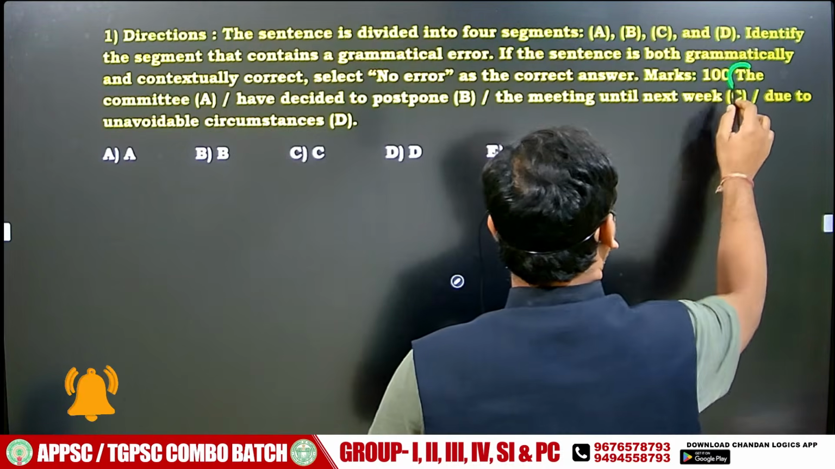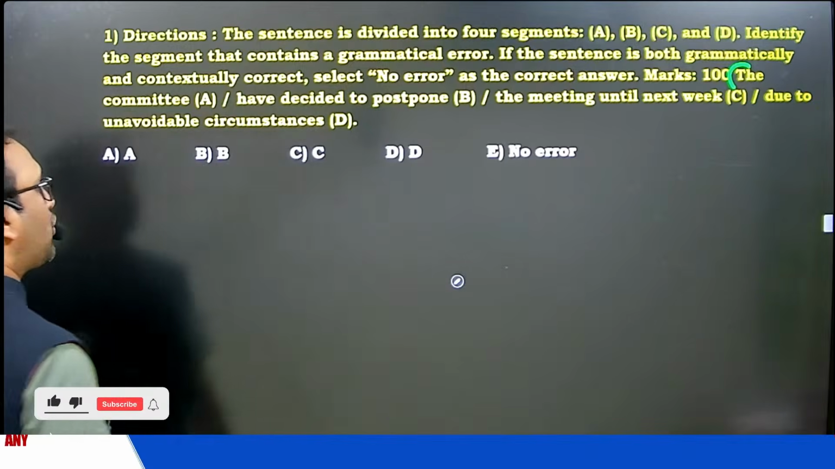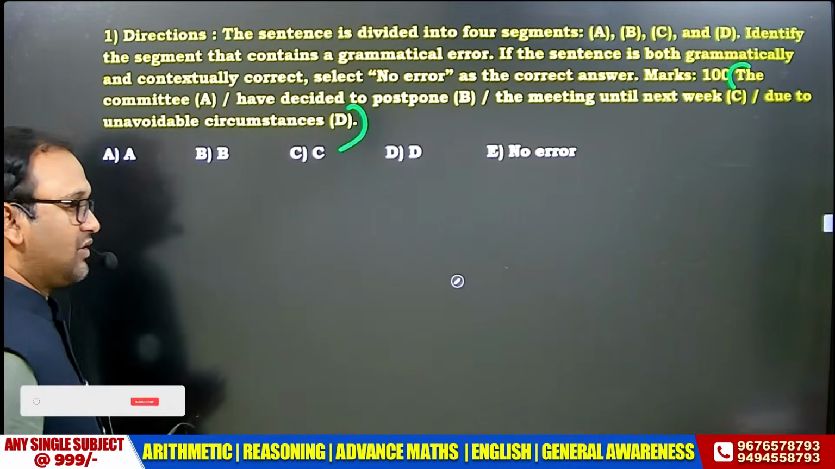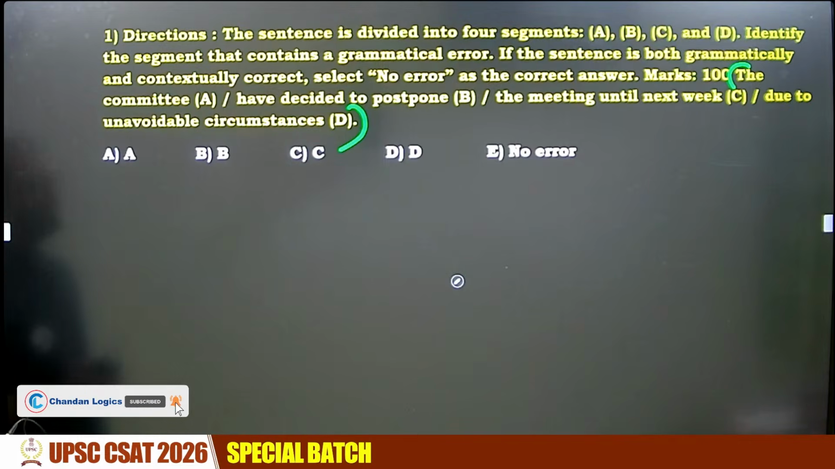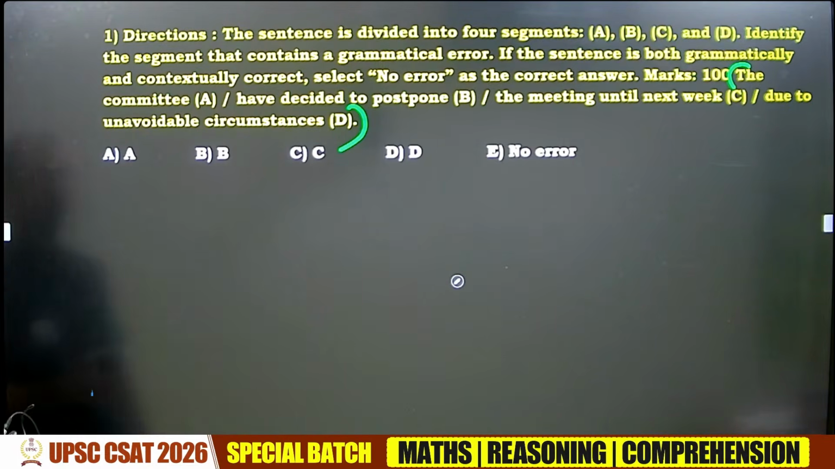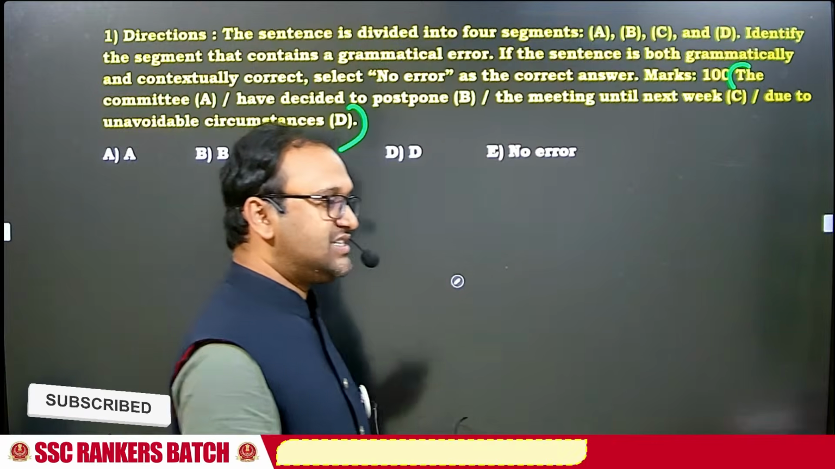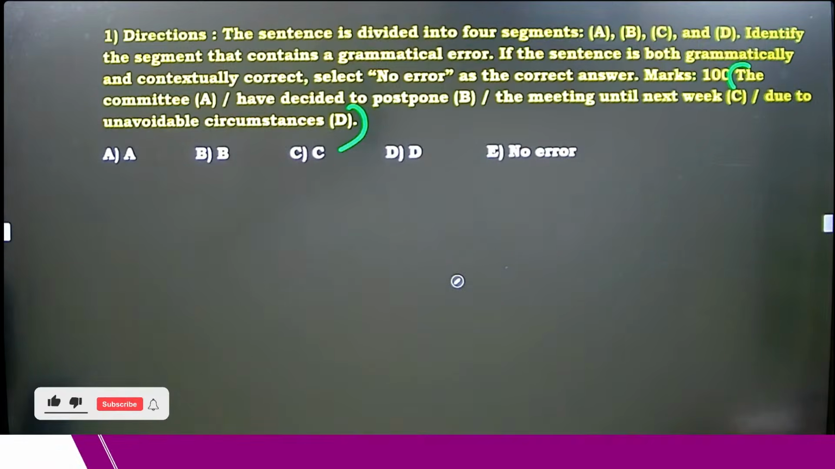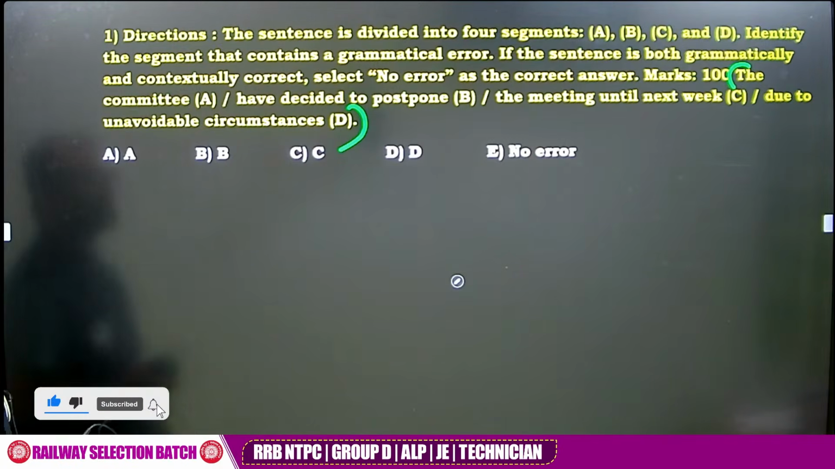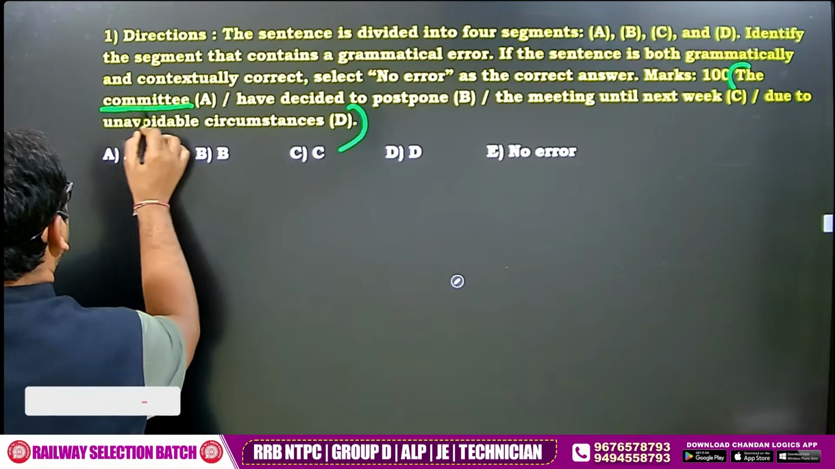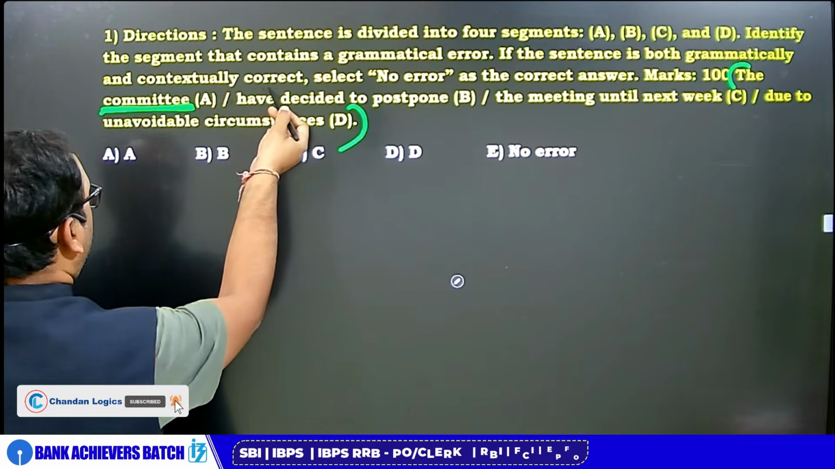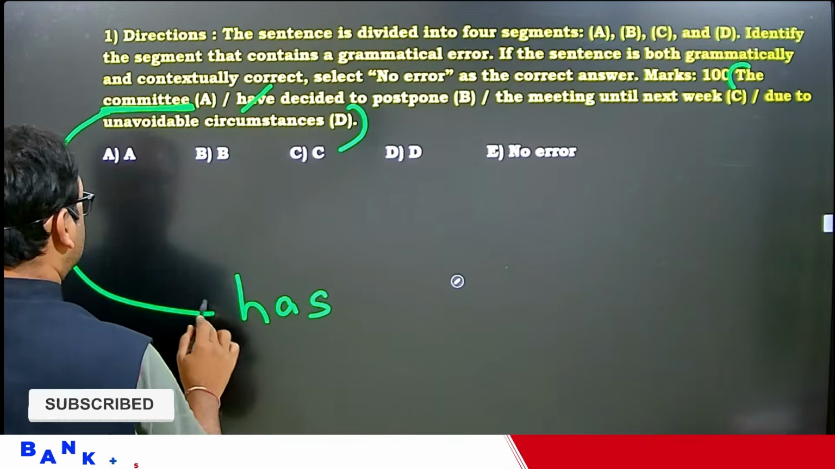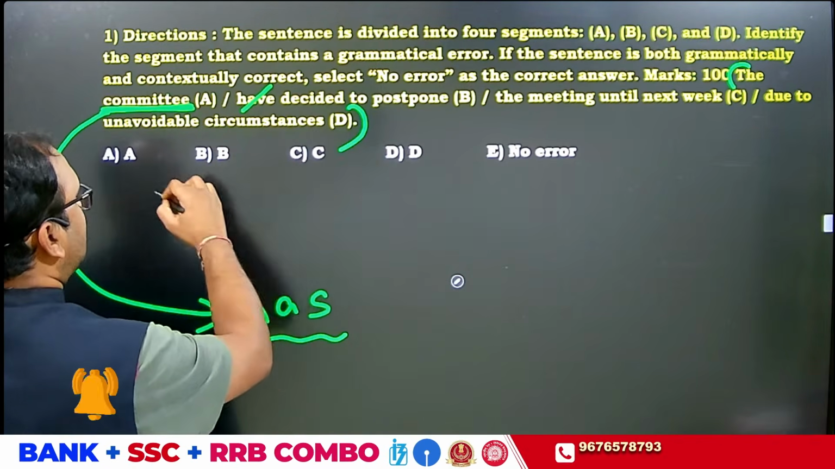The question started here: The committee have decided to postpone the meeting until next week due to unavoidable circumstances. This is a real easy question. What do you think? You cannot say the committee have decided, because committee is a singular noun here, so you cannot use have. You better say has. So option B has the error.